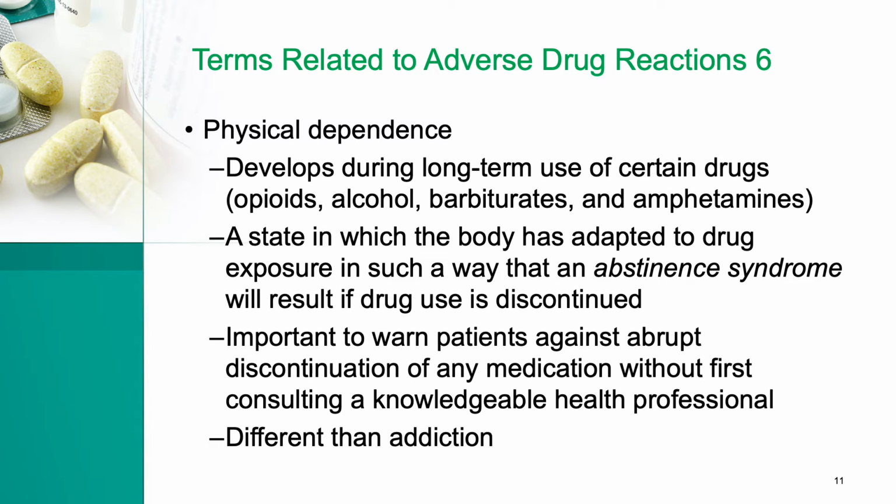Physical dependence may develop during long-term use of certain drugs, such as opioids, alcohol, barbiturates, and amphetamines. It is a state in which the body has adapted to drug exposure in such a way that abstinence syndrome will result if the drug use is discontinued. It is important to warn patients against abrupt discontinuation of any medication without first consulting a knowledgeable healthcare professional. Dependence is different than addiction.